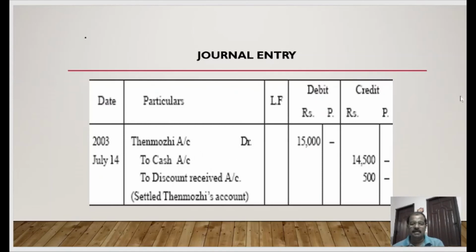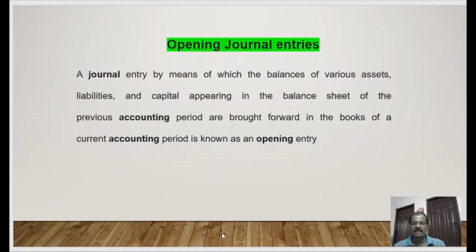And now cash, credit what goes out? Only 14,500. Whereas you are receiving the discount of rupees 500 from Mrs. Tenmari. So credit the income. On that basis you are crediting this discount received amount of rupees 500. So this is the complete compound journal entry when you are making payment to the supplier and receiving discount from them. Next is opening journal entry.